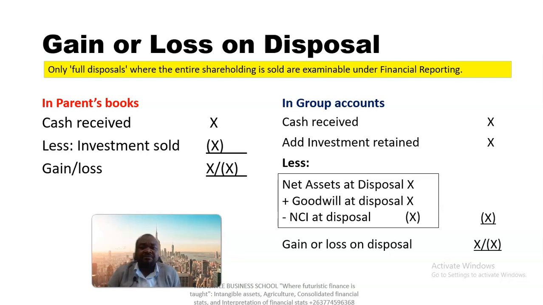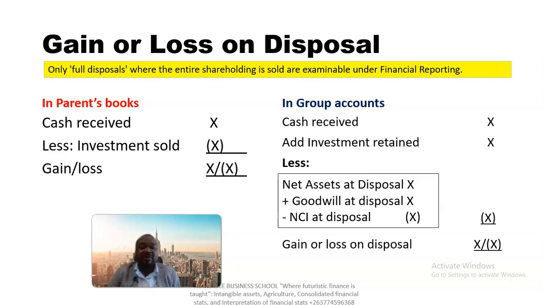So there comes a time when the parent just decides to dispose of the subsidiary or of its control in the subsidiary. But in the ACCA paper financial reporting, the assumption is that the disposal is on the entire shareholding. So you're going to be tested on disposals involving the release or the disposal of the entire shareholding.